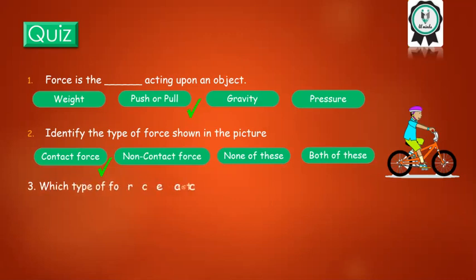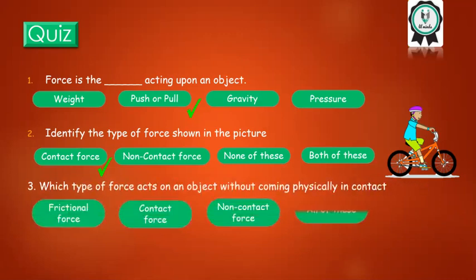Third, which type of force acts on an object without coming physically in contact with it? Frictional force, contact force, non-contact force, all of these. The correct answer is non-contact force.